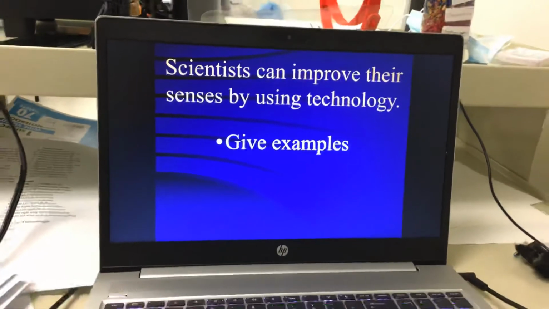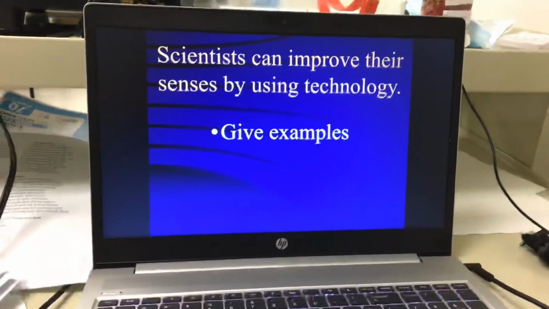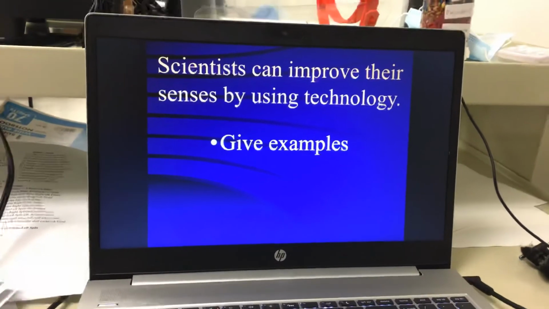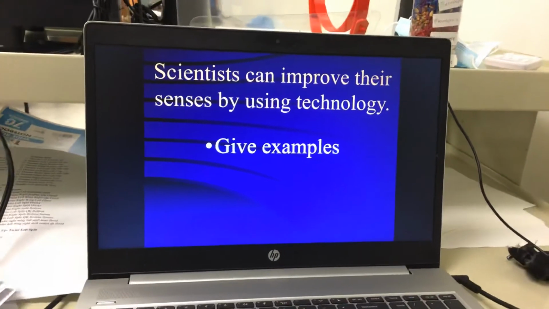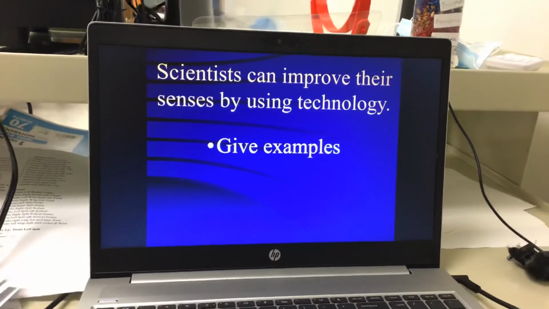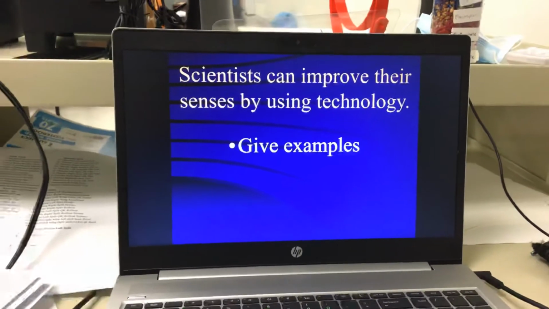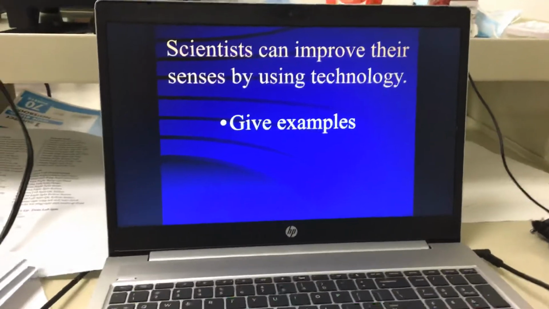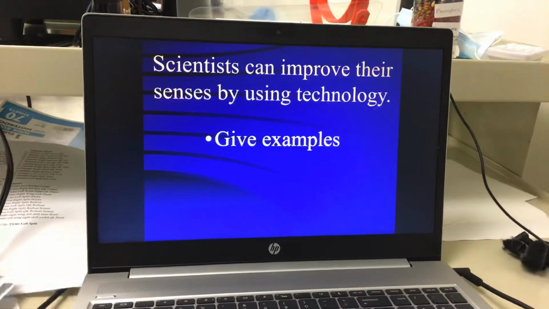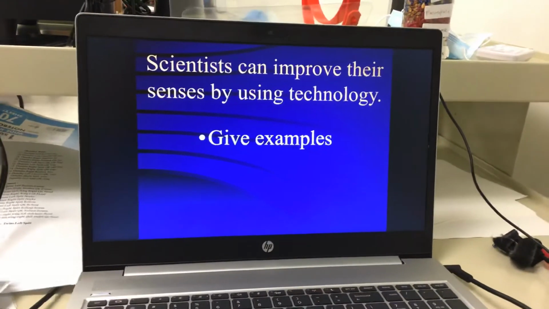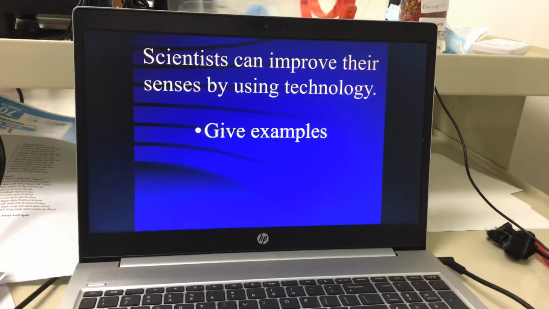Okay, don't need to write anything. Scientists can improve their senses by using technology. What type of technology? Well, we use microscopes to see small things, telescopes to see far things. We use dogs to smell things. I know they have drug sniffing dogs and bomb sniffing dogs. I don't know if that counts as technology. But we use technology to improve our senses a lot. A lot of people have glasses or contacts. I had LASIK surgery, so that would fall in the technology thing.